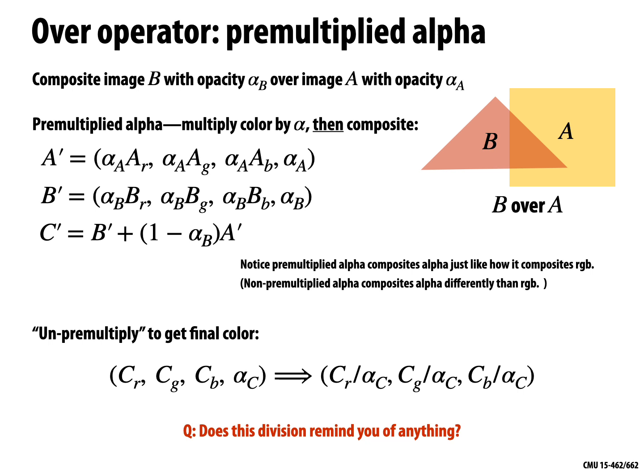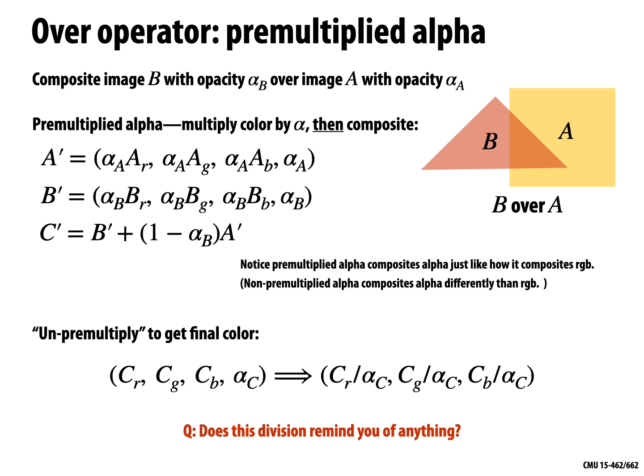To combine these two colors, we're going to compute a new value, C prime, equal to B prime plus 1 minus alpha B A prime. Okay, a similar idea here. We're saying B is going over A, so we're going to show you B, which has already been adjusted by alpha. And then we're also going to show you A prime, but modulated by how much B lets through, 1 minus alpha B. Notice, by the way, that this operation composites alpha in exactly the same way as how it composites the red, green, and blue channels. Right? We don't have separate operations for color and alpha.